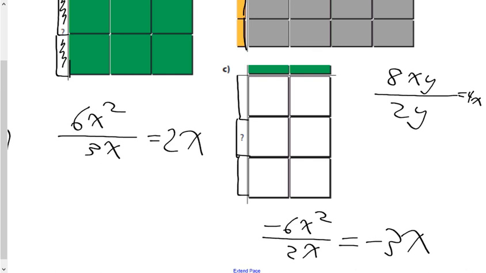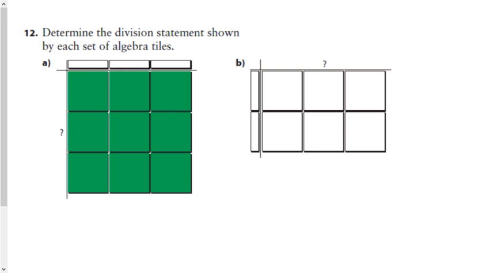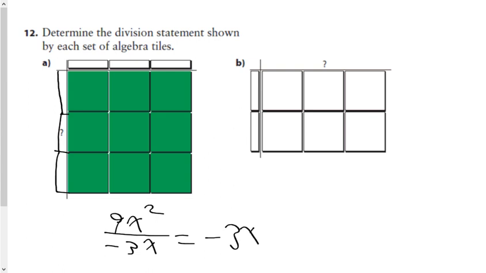Question 12, do we have to do? Yep. So our area is 9x squared divided by the side we know, which is negative 3x. The missing side length, are those going to be negatives or positives? Negative, because a negative times a negative is a positive. So our answer is negative 3x.